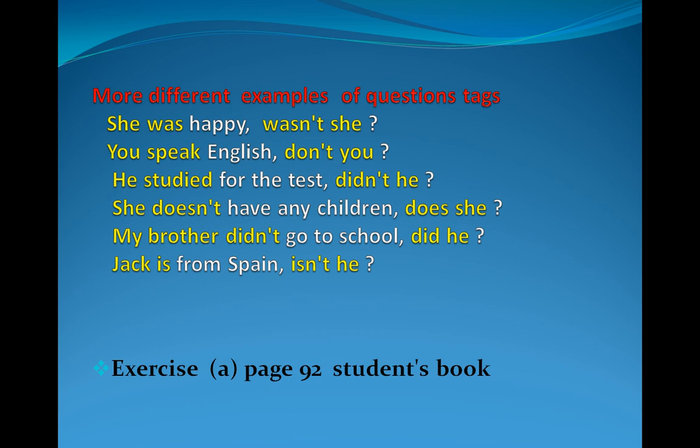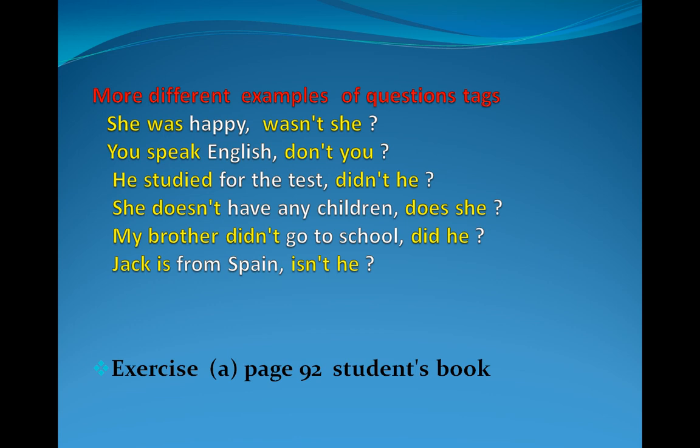You speak English, don't you? So speak here is in the simple present. And normally, when we want to ask someone if he or she speaks English, we use the auxiliary do. So, you speak English, don't you?